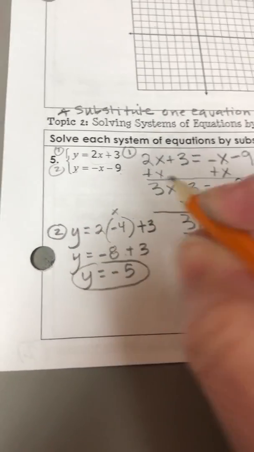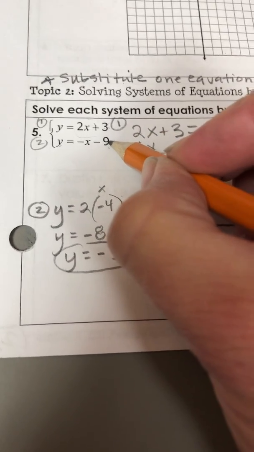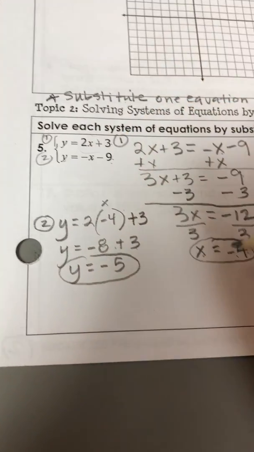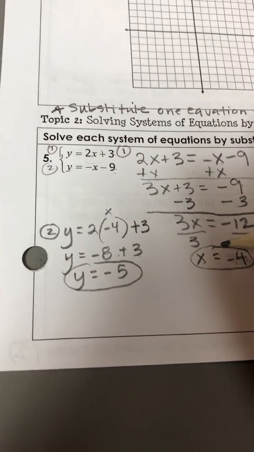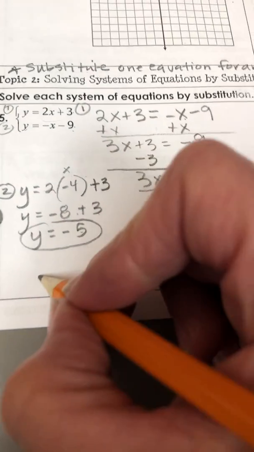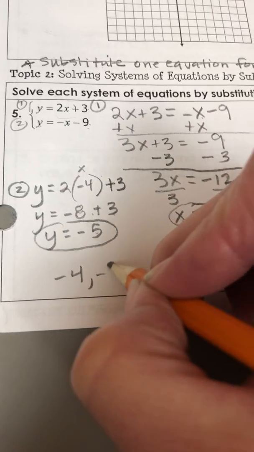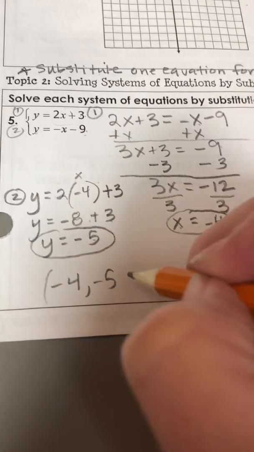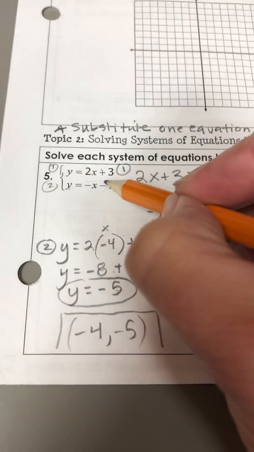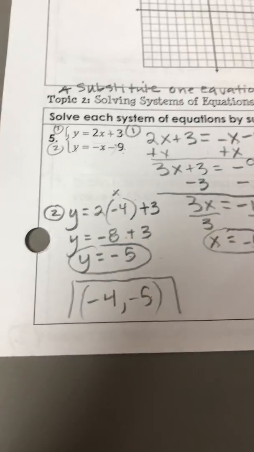Negative 8 plus 3 is negative 5. Voila. And by the way, if I had substituted this negative 4 for x into the bottom equation, I will end up with the same y. Then I have to put this in final coordinate pair form: negative 4, comma, negative 5. That is my coordinate pair, and that is my solution. If I had graphed this, these lines would meet at this one point.